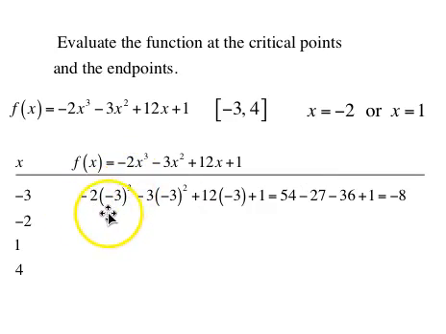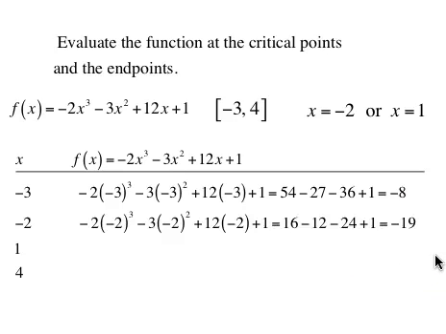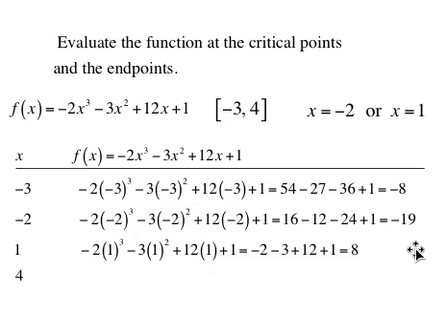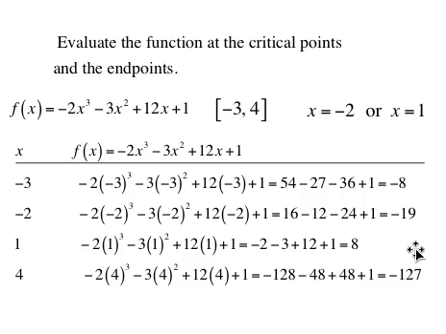Plugging in -3, -2 times -3 cubed minus 3 times -3 squared plus 12 times -3 plus 1, we get -8. Good job for a calculator for that, of course. Plugging in negative 2, the result is negative 19. You can see how that was computed. Plugging in 1, we get 8, and plugging in 4, we get negative 127.